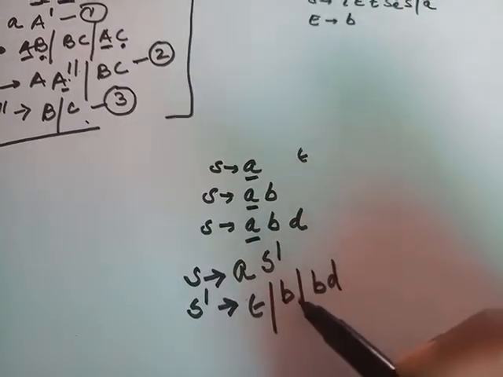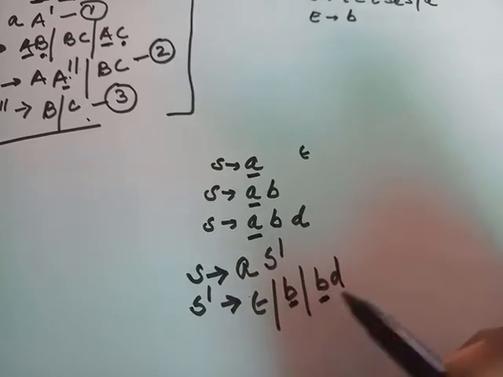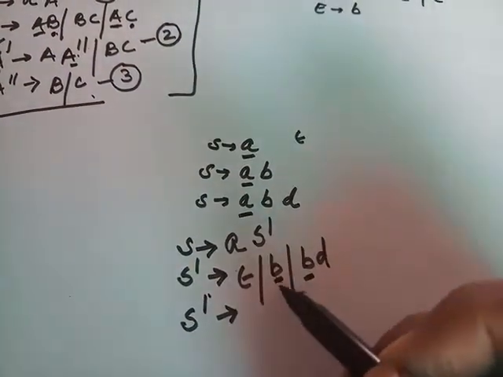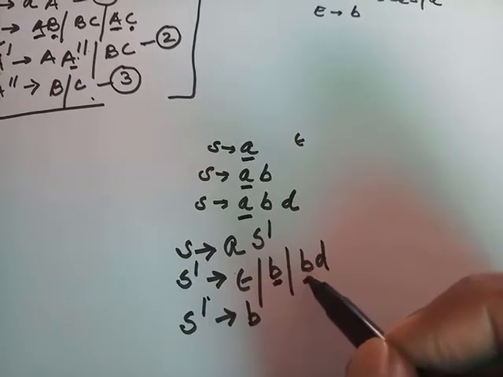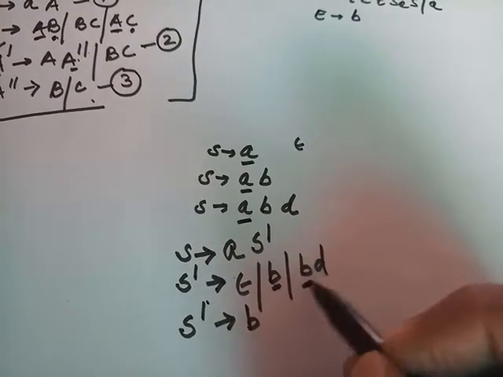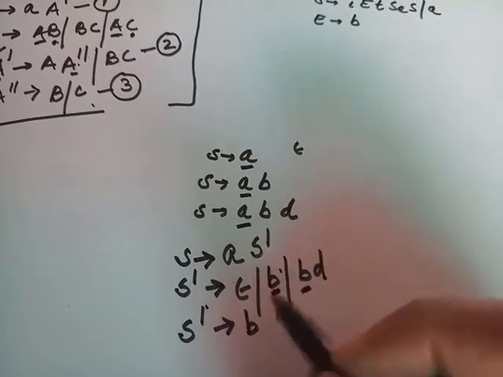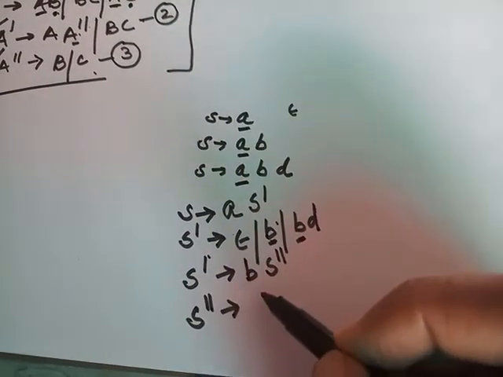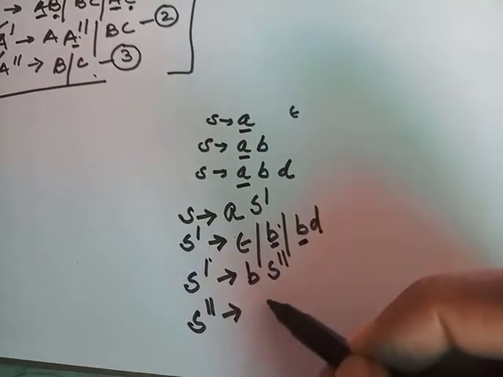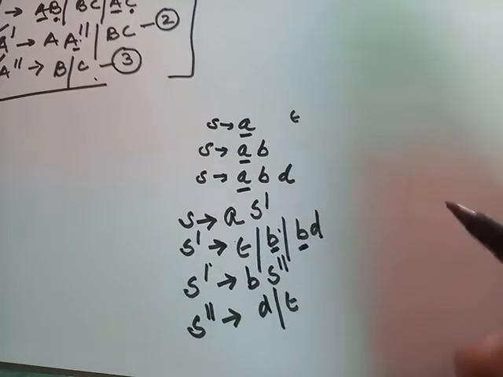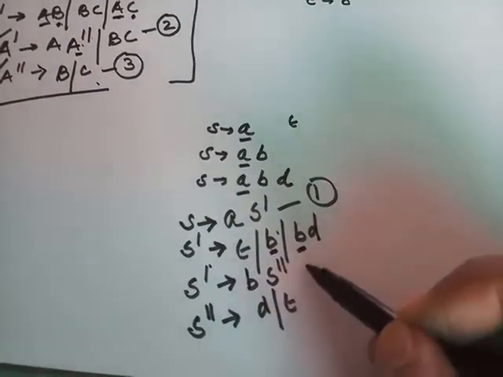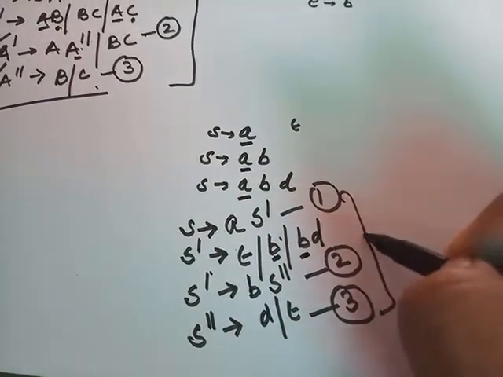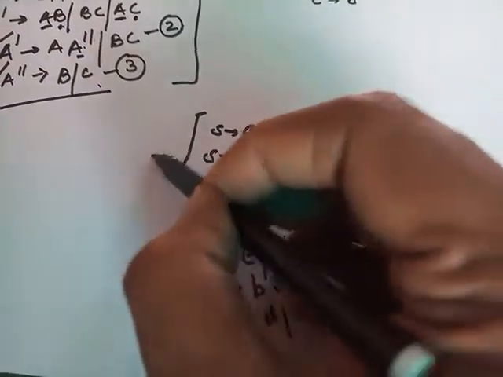Now again, if you check that B is common in these two, what will we do? Again we will do the left factoring. S dash generates, what is common? B, and if B is okay, then what is left? D over here and epsilon over here. So the responsibility will be given to S double dash. And now what can S double dash generate? It can generate what is left: D and epsilon. So this is your production number 1, this is your production number 2, and this is your production number 3. So these three are the deterministic grammar of this one, which is a non-deterministic grammar.